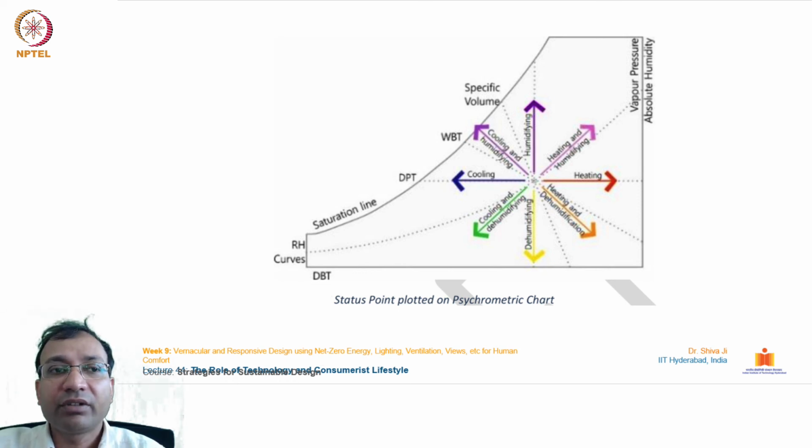In this slide you can see the status point plotted on the psychrometric chart. Here it shows what kind of conditions are required if we are moving from this standard balanced place in these many directions. If you are moving up, that means humidifying is an important factor. In this way heating and humidifying, in this way heating is needed. In this side cooling is needed. In this side cooling and humidification is needed. This side cooling and dehumidification is needed.